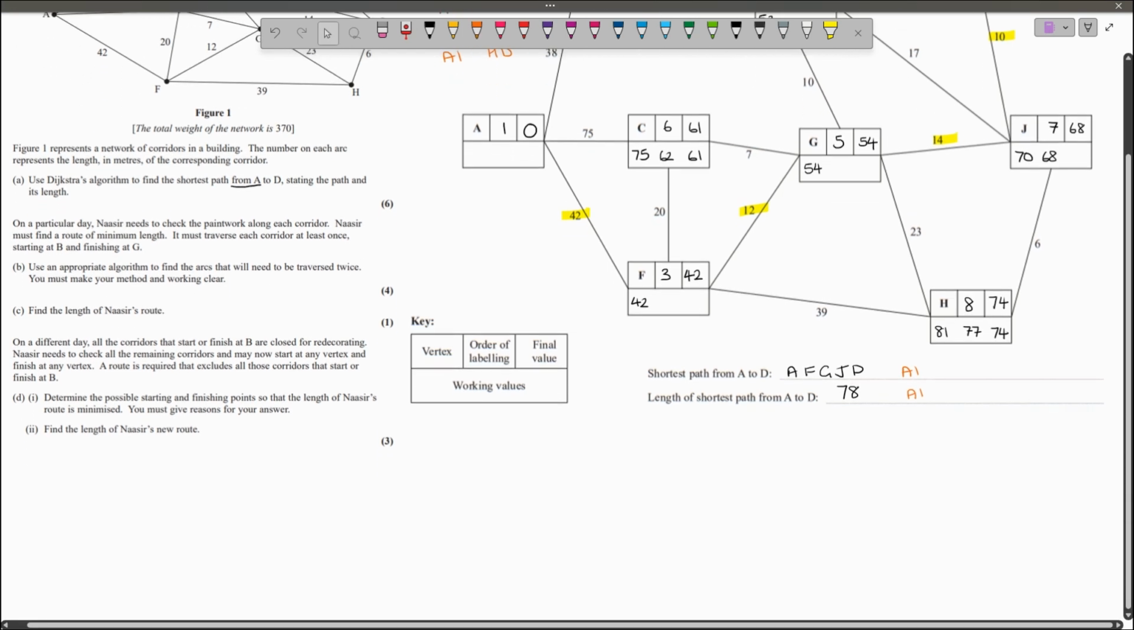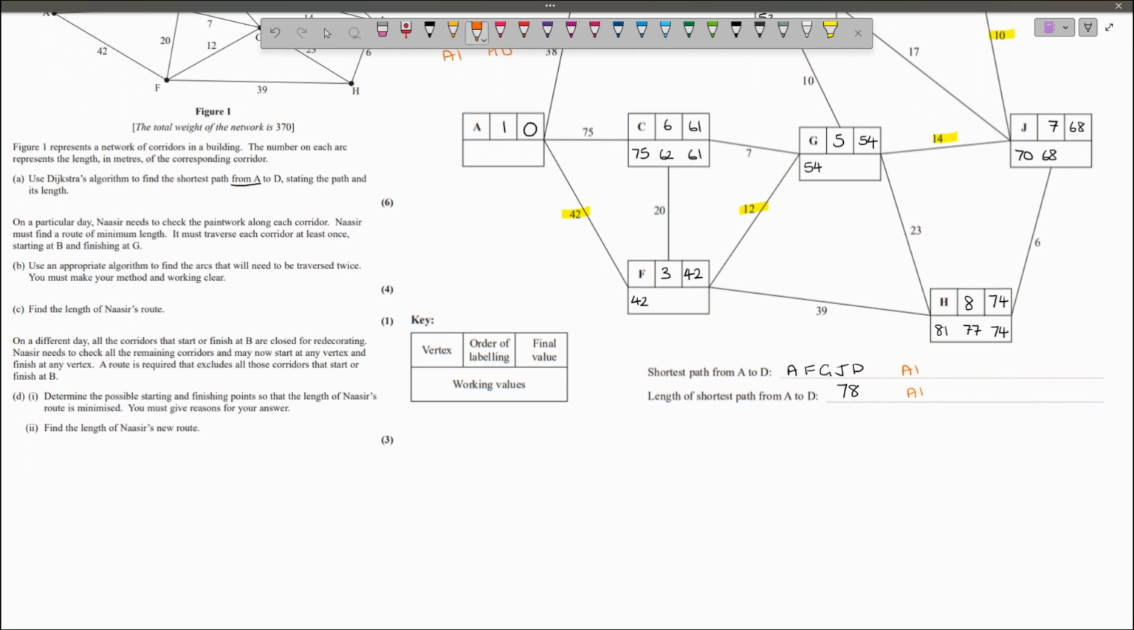So next up, we're told that on a particular day, Nasir needs to check the paint work along each corridor. And Nasir must find a route of minimum length. And the route must traverse each corridor at least once, starting at B and finishing at G. So this appears to be a route inspection problem.